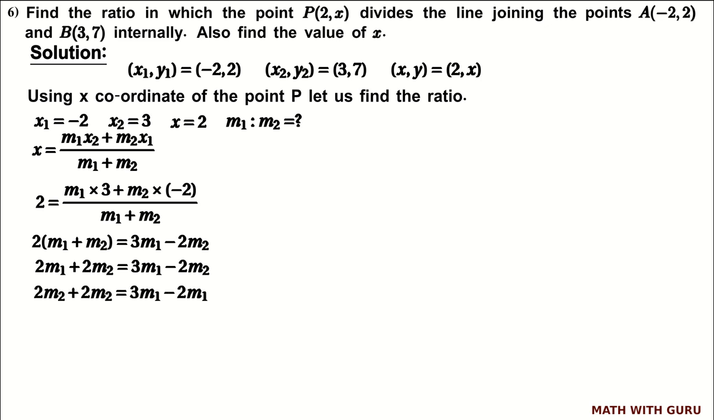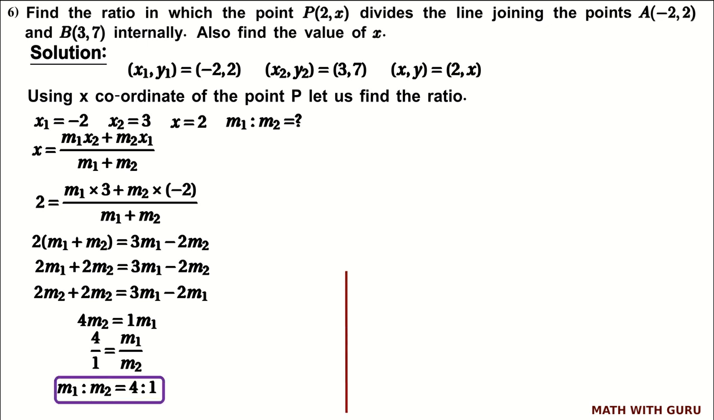Bring the like terms together. 2m2 + 2m2 is equal to 3m1 - 2m1. 4m2 equals 1 m1. Bring m2 to the right hand side and 1 to the left hand side. 4 divided by 1 equals m1 divided by m2. Therefore, m1 is to m2 equals 4 is to 1.